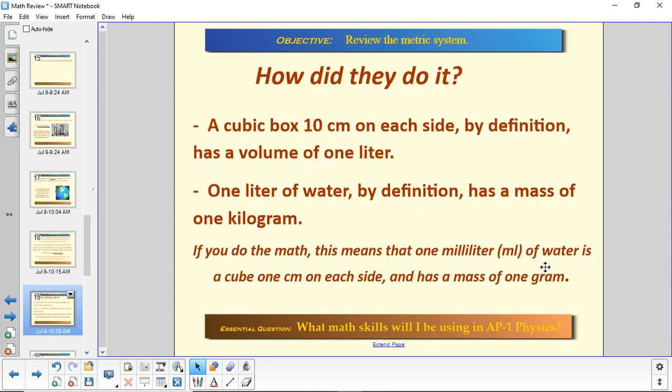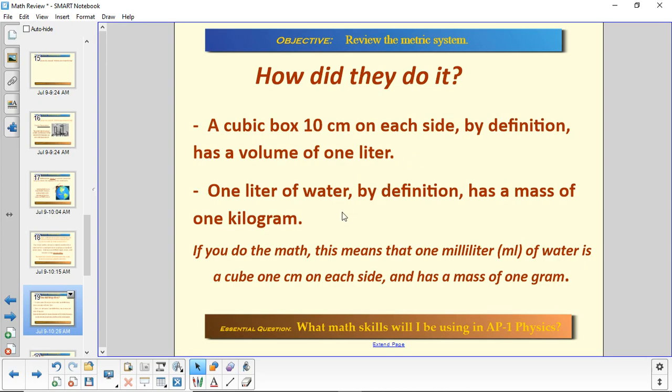So how did it work? Okay, you take your stick. You figure out what a centimeter is on that stick by breaking it up into 100 divisions. And then you have a box built for you that is 10 centimeters on each side, so a cube 10 centimeters on each side. By definition, the volume of that cubic box was 1 liter. So a box 10 centimeters by 10 centimeters by 10 centimeters, that's a liter.